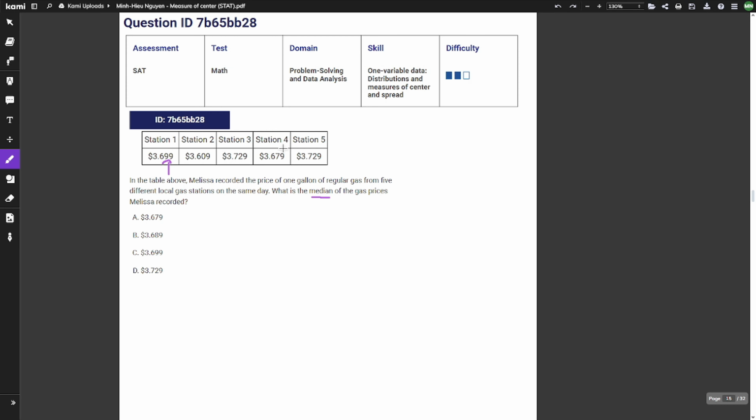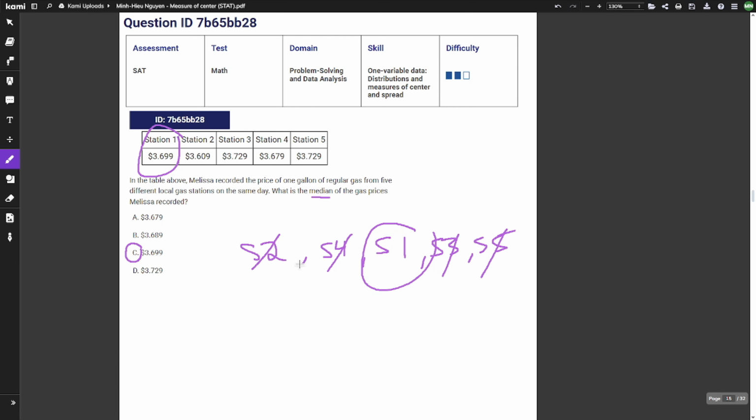So first things first, you're either going to have to rearrange all of these prices in least to greatest, or you could just put it into Desmos. I'm going to just rearrange them. So we have station 2, and then station 4, and then station 1, and station 3, and station 5. Now our median is just going to be the price of station 1, which is 3.699, so our answer is C.